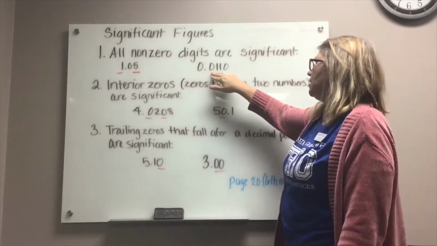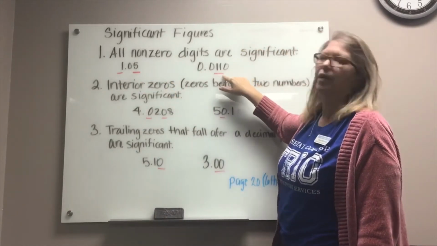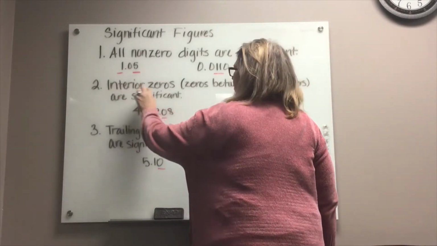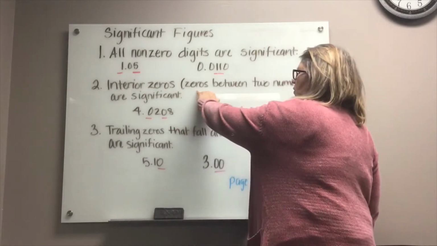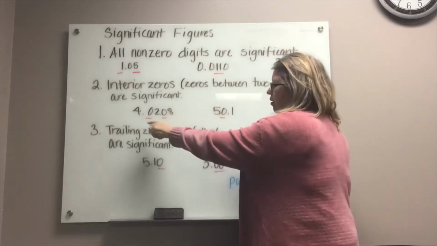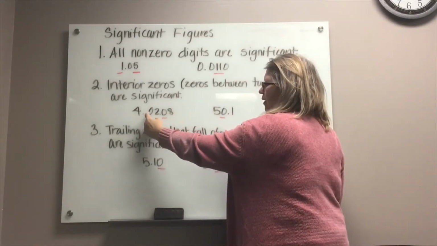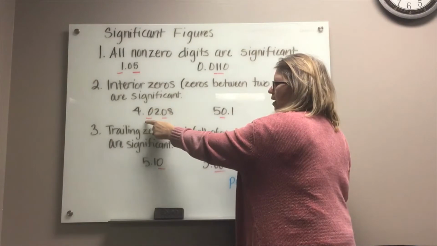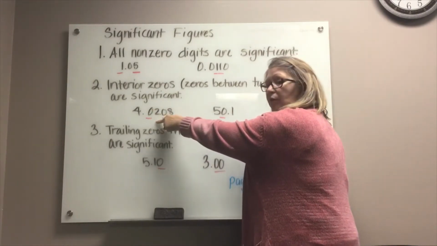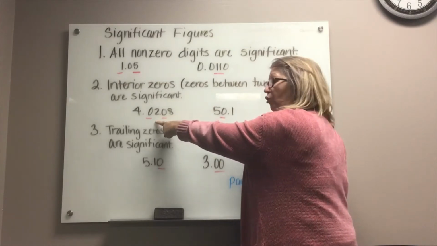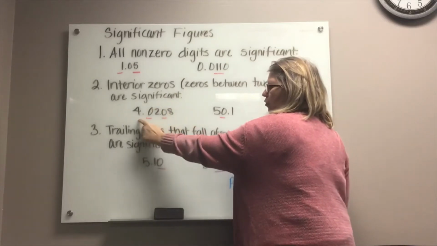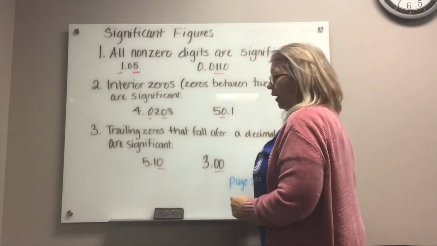And 0.0110, the 2 ones are significant. And then rule number 2 says that interior zeros, so these are going to be zeros that are between 2 numbers, are significant. So for this figure, 4.0208, these 2 zeros here are significant. So if we were to count the number of significant figures, it would be 1, 2, 3, 4, 5. So there would be 5 significant figures in that number.